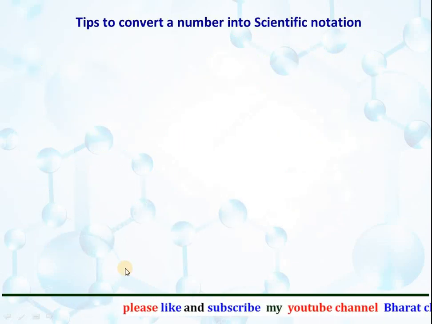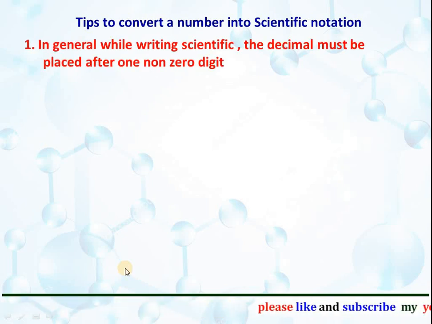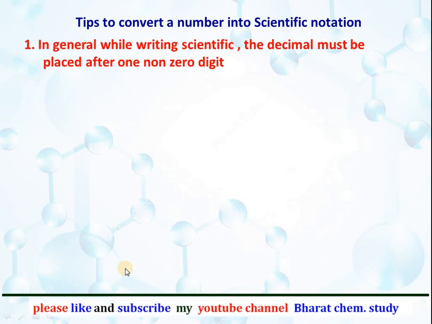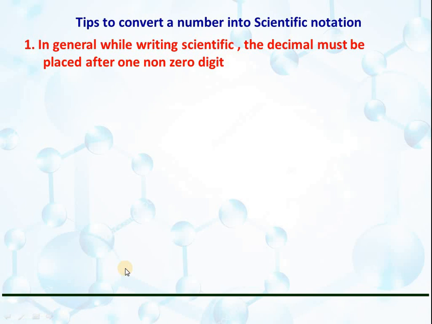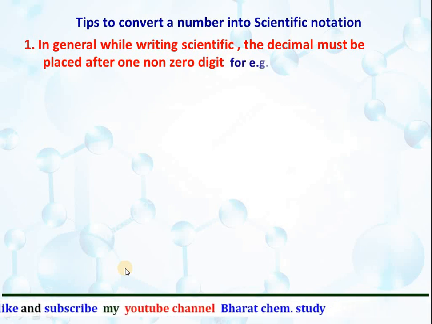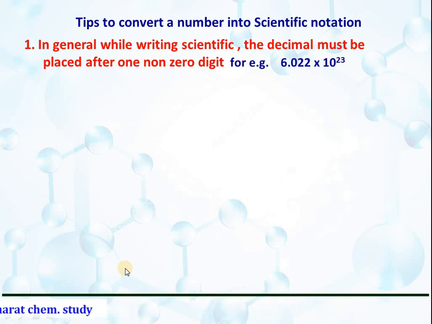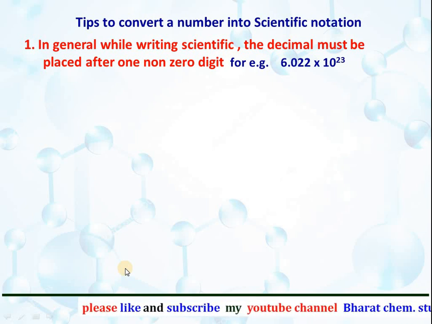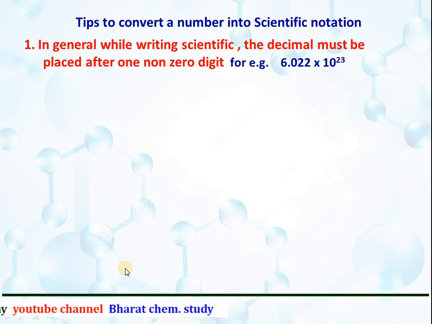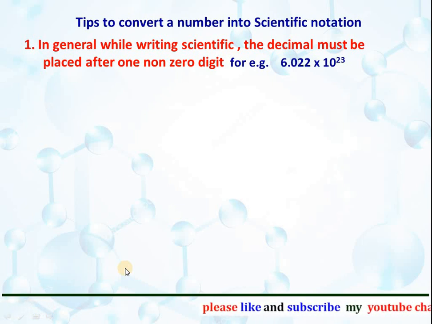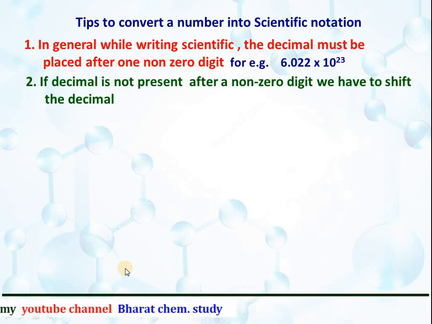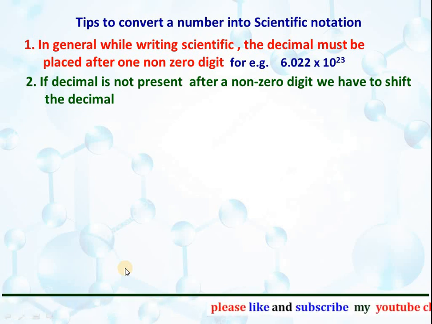Tips to convert a number into scientific notation. First, in general, when writing scientific notation, the decimal must be placed after one non-zero digit. That is the common rule for writing scientific notation. For example, 6.022 × 10²³. Here, the decimal is placed after a non-zero digit, that is 6. So whenever we write a number in scientific notation, always try to place the decimal after a non-zero digit. Second point: if the decimal is not present after a non-zero digit, we have to shift the decimal.